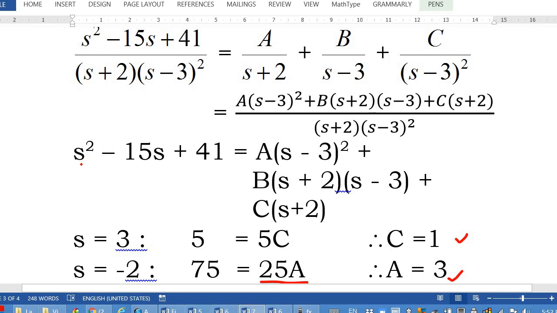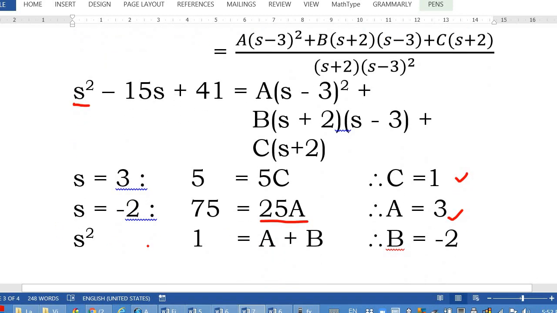You use the highest degree term. Left side, the highest degree term in here is S squared. So the coefficient for S squared at left side, you have 1 S squared. We take the highest degree term because you don't need to expand everything.